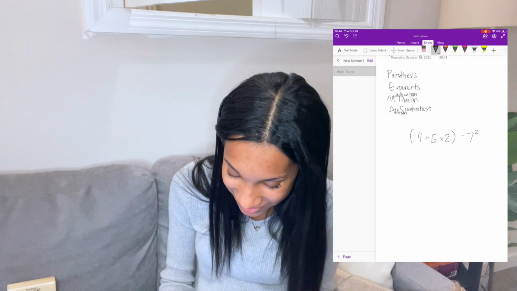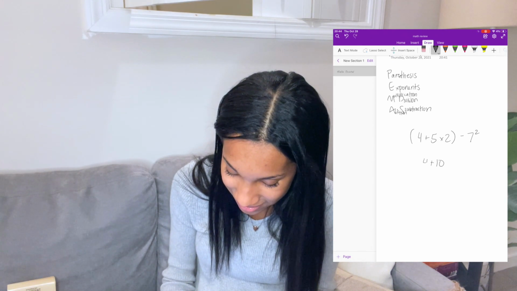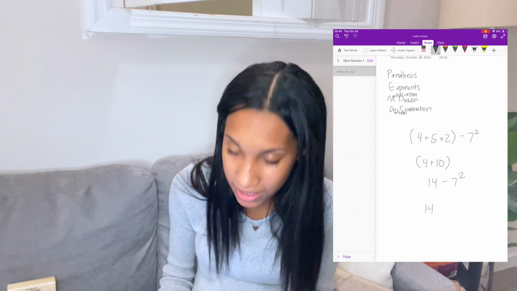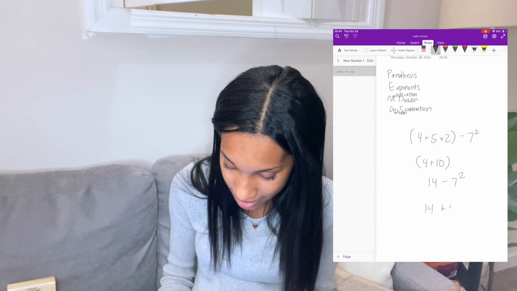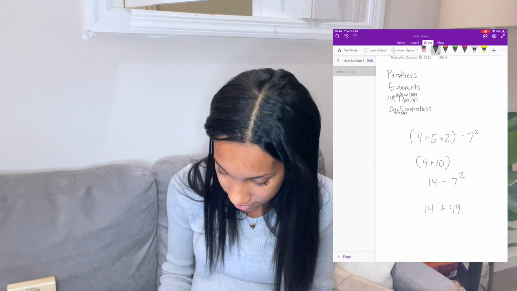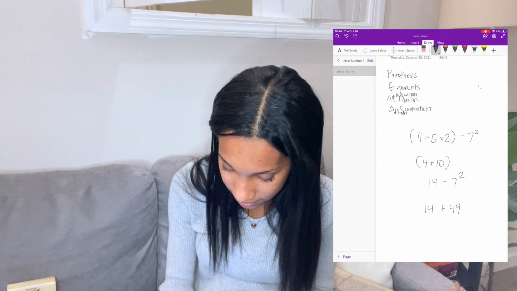So 5 times 2 is 10 plus 4. So then we have 14 minus 7 squared. 14 minus 7 squared is positive 49 because a negative multiplied by a negative is going to be a positive. And then, I'm so sorry, I don't have a calculator.